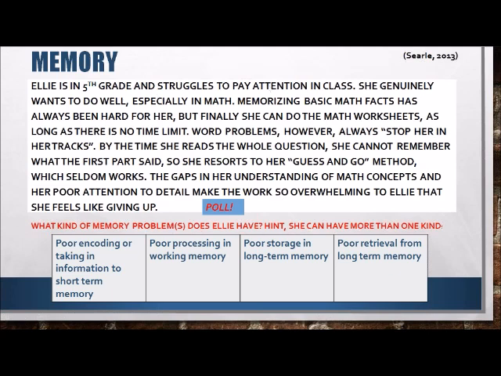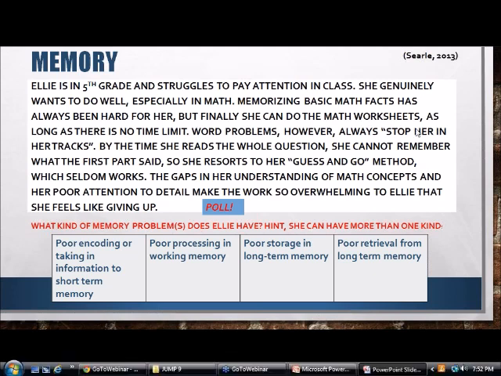Ellie is in 5th grade and struggles to pay attention in class. She genuinely wants to do well, especially in math. Memorizing basic math facts has always been hard for her, but finally she can do the math worksheets, as long as there is no time limit. Word problems, however, always stop her in her tracks. By the time she reads the whole question, she cannot remember what the first part said. So she resorts to her guess and go method, which seldom works. The gaps in her understanding of math concepts and her poor attention to detail make the work so overwhelming to Ellie that she feels like giving up.